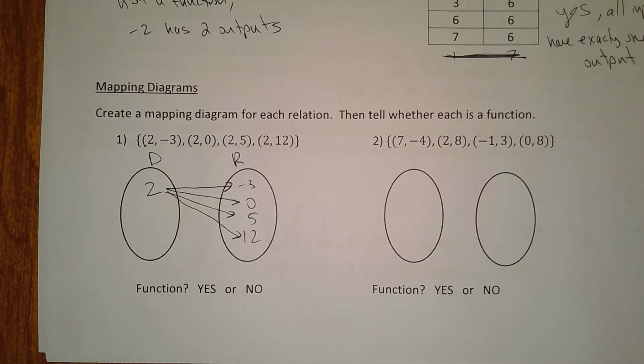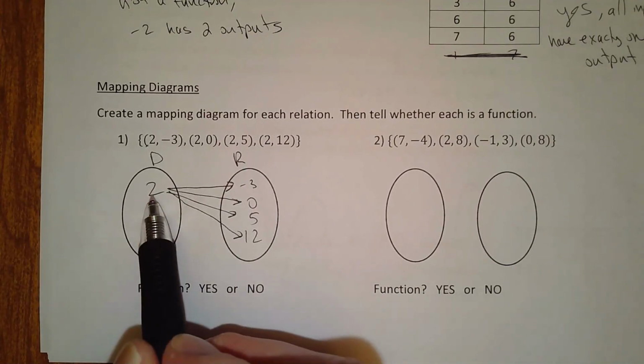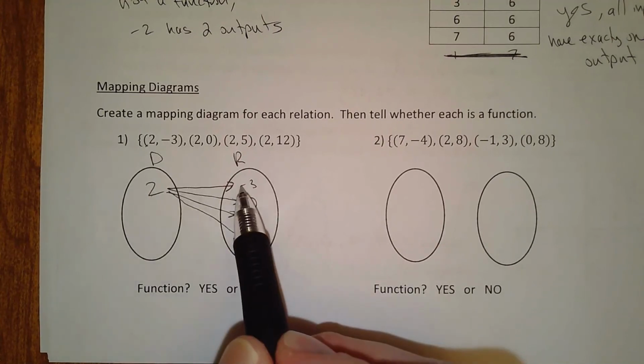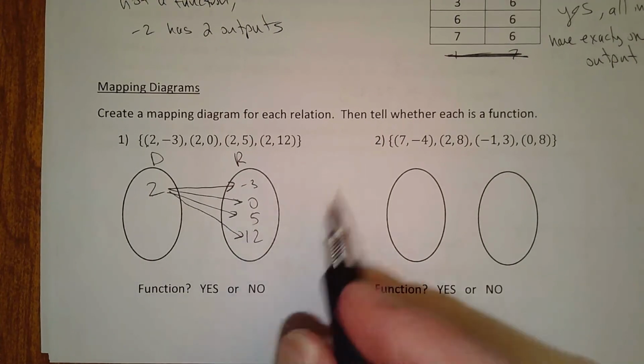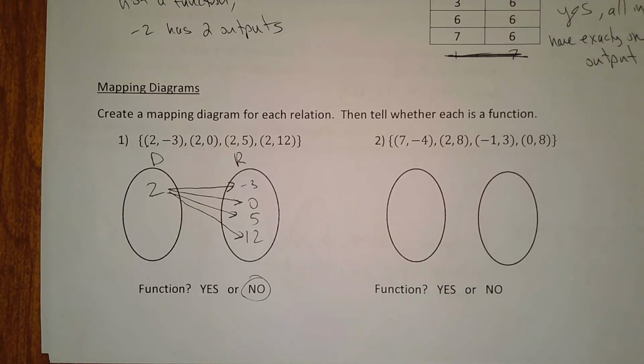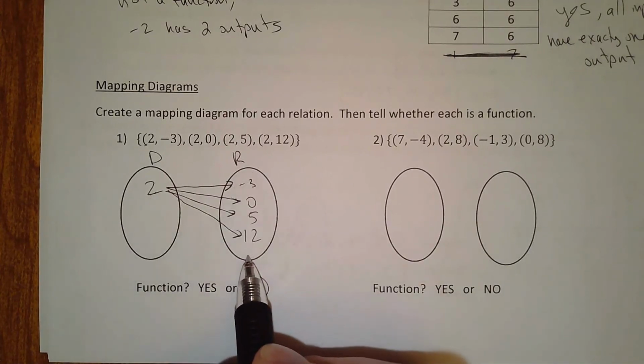So is this a function? Well, I have an input that does not have exactly 1 output. It has 4 outputs. So that's no. That's not a function, because 2 gets mapped to multiple answers.